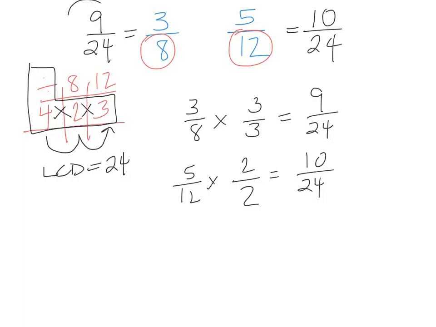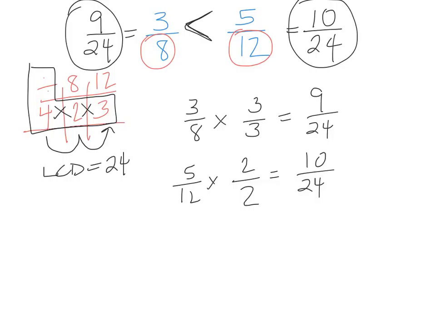So now using my two new equivalent fractions, I can compare. And once again, 9/24 is one piece away from 10/24. So I need to use a less than sign. So 9/24 is less than 10/24, or if I look back at my original problem, 3/8 is less than 5/12.